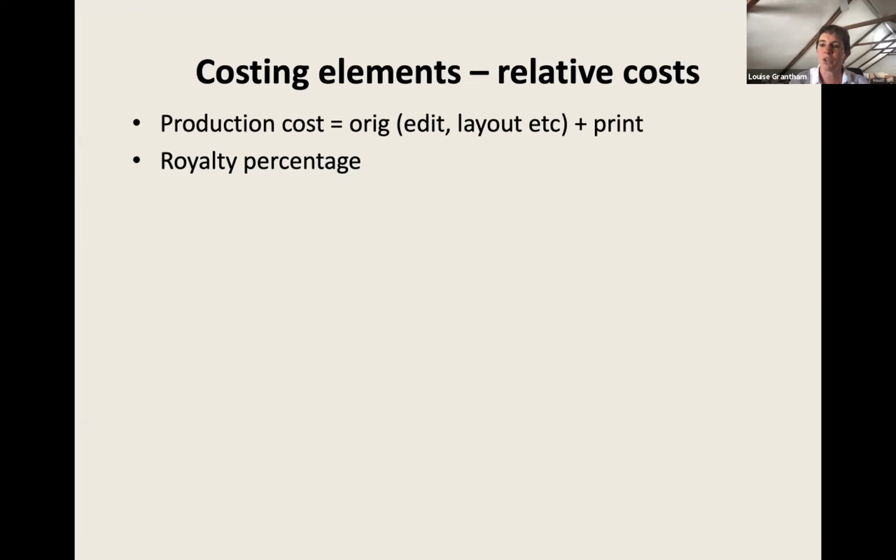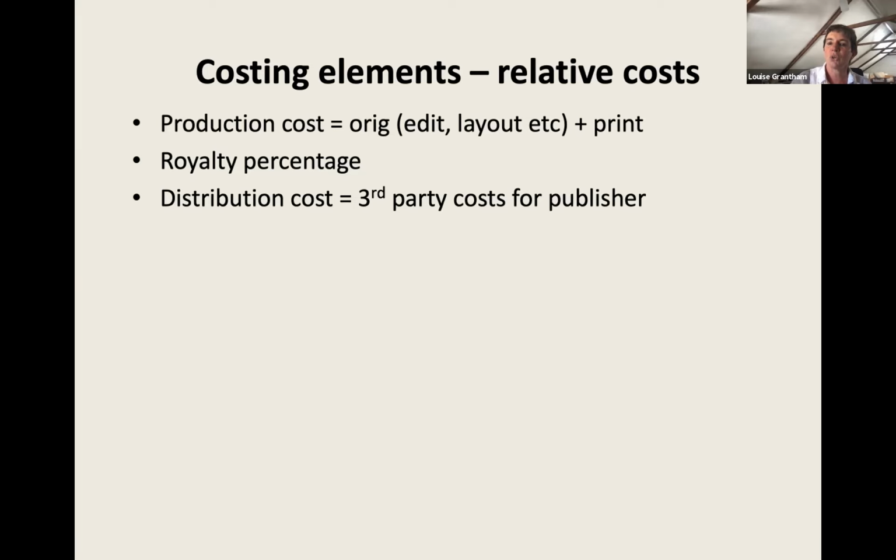It's not an upfront cost, but every time you sell a book, you're going to pay a royalty. So from the publishing point of view, the royalty percentage is a cost of sale. So each time there's a sale, there's the cost to the publisher of the royalty. There's a distribution cost, which is the third-party costs for a publisher. And this can vary quite considerably depending on the sort of distribution arrangement that a publisher has.